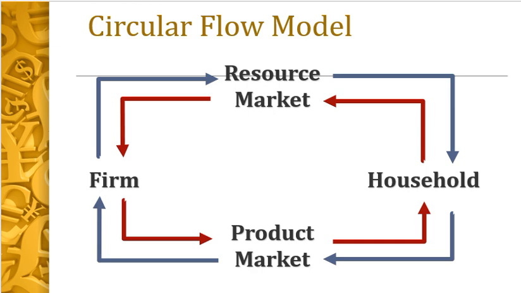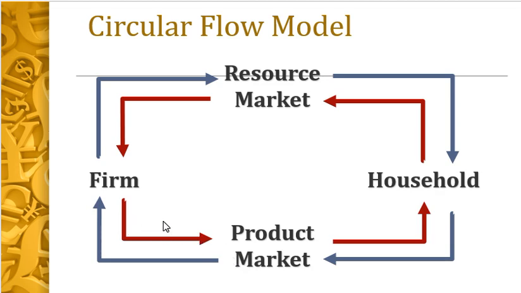And households, that's us. So firms are going to produce goods and services for the product market. So McDonald's produces hamburgers, and they're going to produce them in the product market. And then we as households want to buy those. And so in order for us to get those, we have to give them money back. So the firm produces the goods and services and the household buys the goods and services. That's the product market. That's the bottom half of our circular flow model.